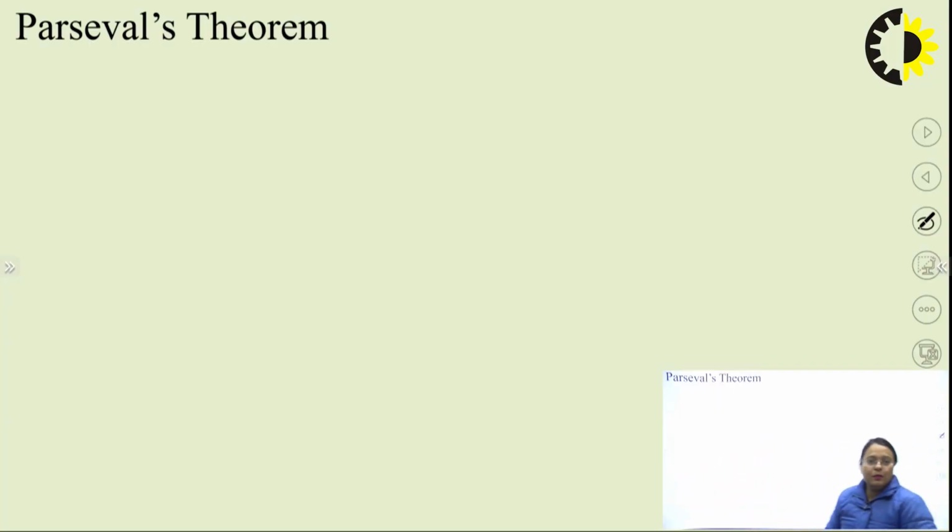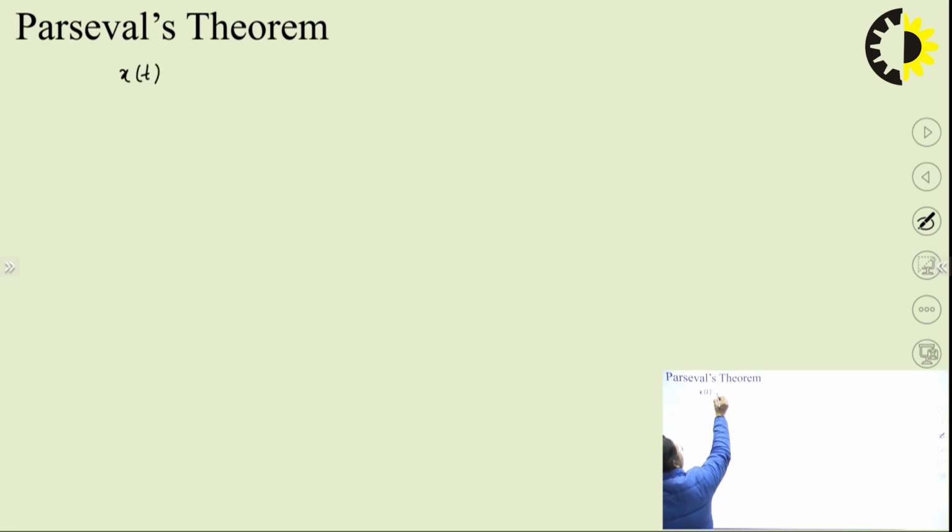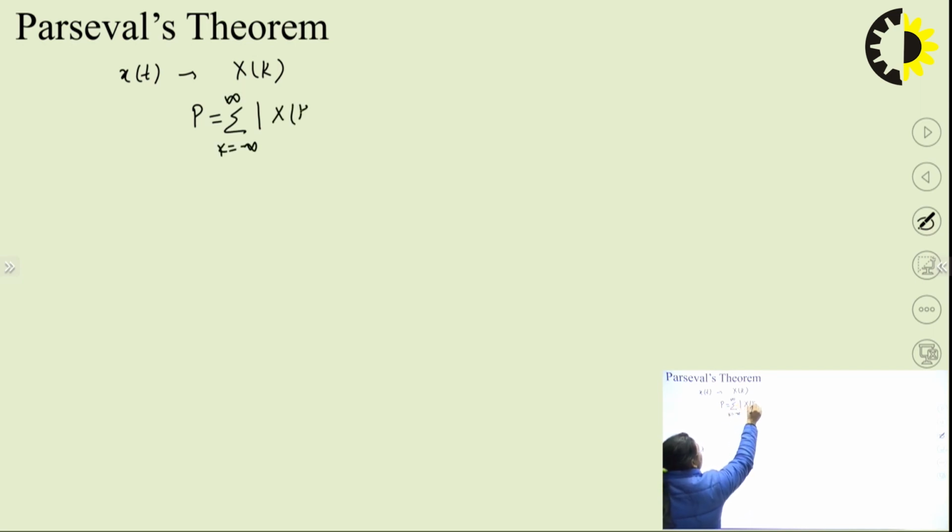Now talking about the Parseval theorem, which is one of the important properties of the Fourier series. Parseval theorem says if x(t) is a periodic signal with Fourier coefficients X_k, then according to the Parseval theorem, the power of the signal will be equal to the summation from k equals minus infinity to infinity of mod X_k whole square. Let me show you the proof of how it comes.